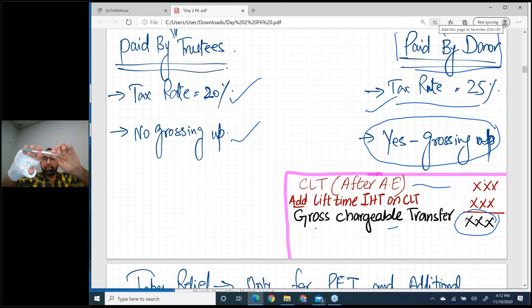So now listen, the total decrease in wealth is this pen plus the lifetime IHT. So when we add both of them, then we come to the actual decrease in wealth of donor. So the logic of grossing up is one line: IHT is computed on decrease in wealth of donor.